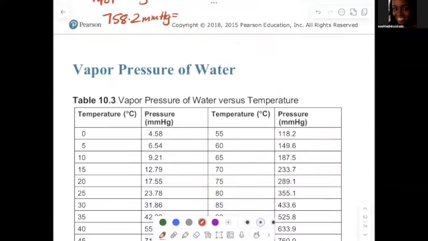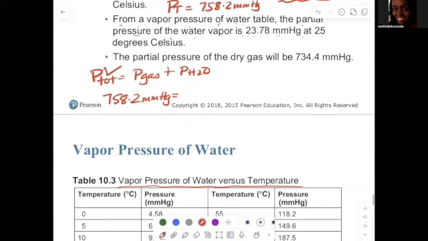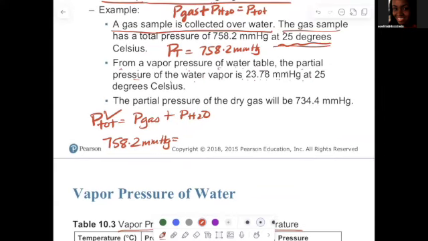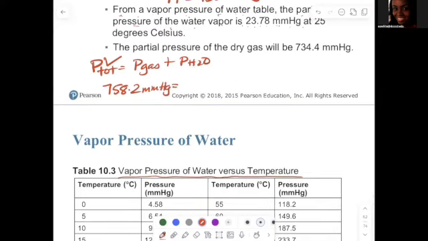Oh, look at that. There's a vapor pressure of water versus temperature table. There it is. Once again, in chemistry, the table is like a buffet. It's information for us, tools for us to solve problems. The temperature here is related to the vapor pressure. You want to scroll and find your temperature. They told us the temperature was 25 degrees Celsius, right? So find 25 degrees Celsius right here, and then read the pressure. That pressure is the pressure of water vapor. So 23.78. So I'm going to go back here and say the water vapor is 23.78 millimeters of mercury.